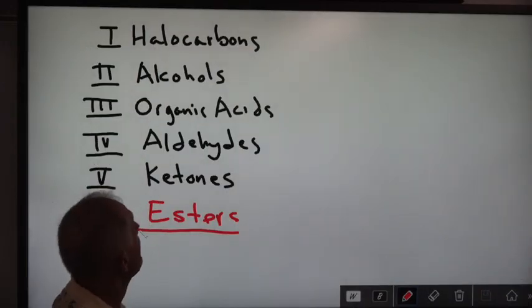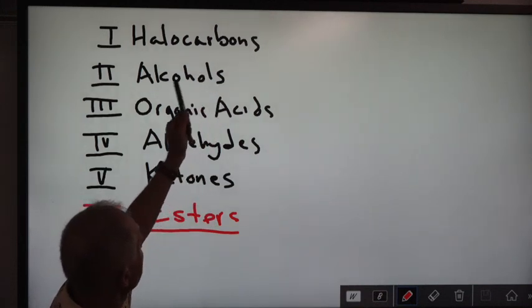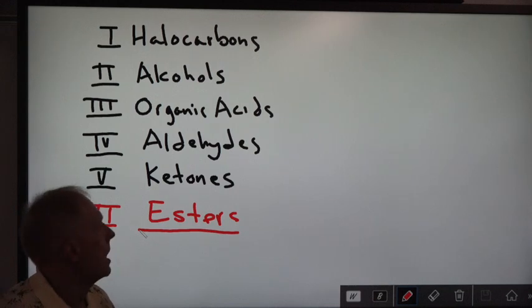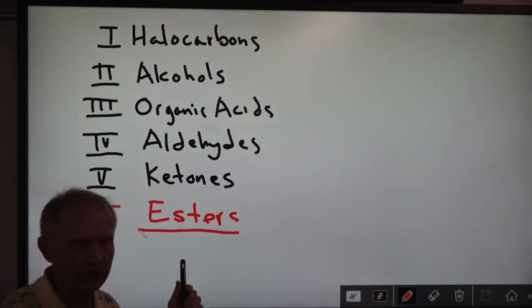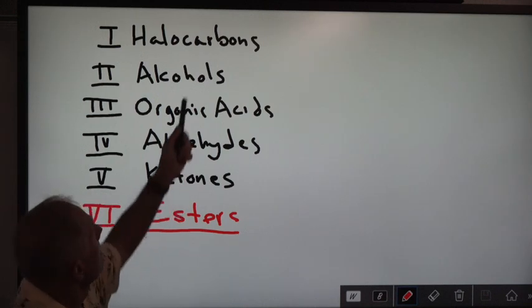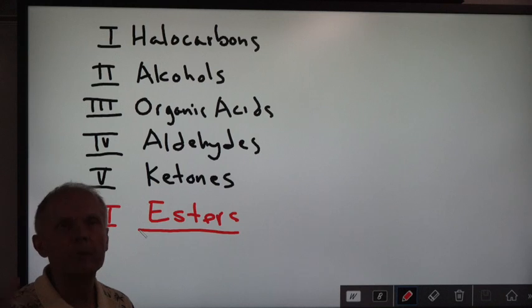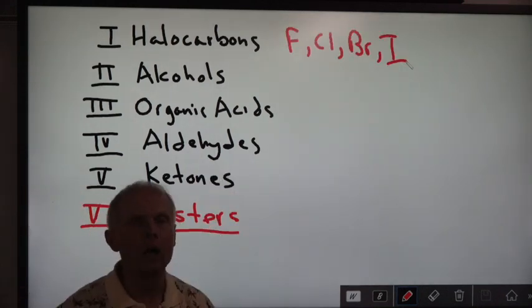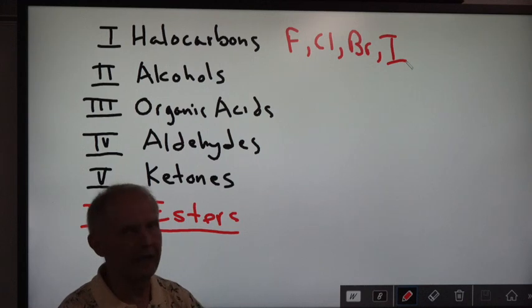Now, we've gone over halocarbons, alcohols, organic acids, aldehydes, and ketones. Our next one is the hardest. This is the hardest one to build and the hardest one to name. But halocarbons, remember, you can put any of those halogens anywhere on the hydrocarbon chain, anywhere.